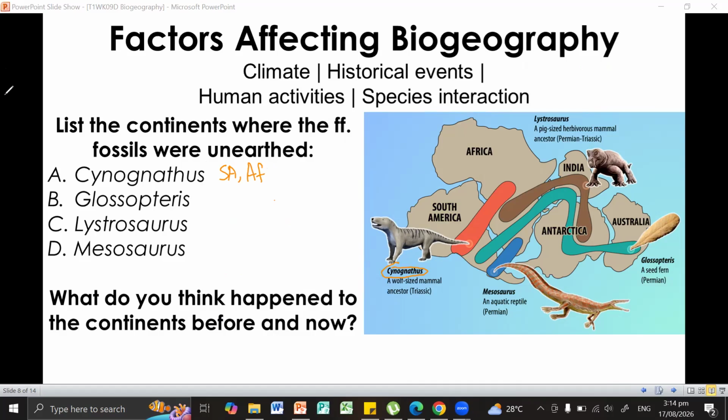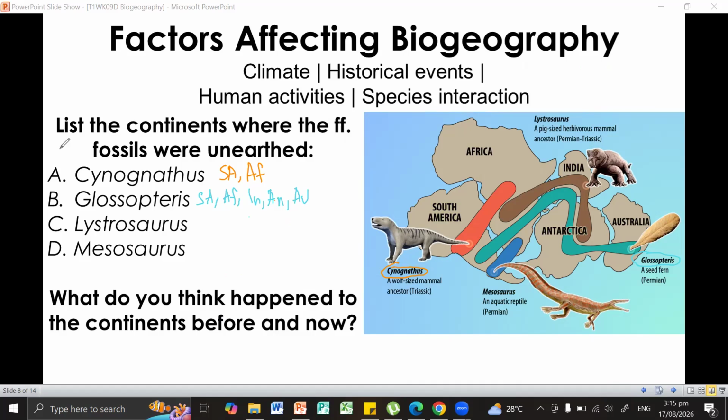Okay. For Glossopteris, the fossil marks are represented by the blue-green color, no? Glossopteris is a seed fern that existed during the Permian times, no? So we have South America, Africa, India, Antarctica, and Australia. So basically, all five of the continents featured here.